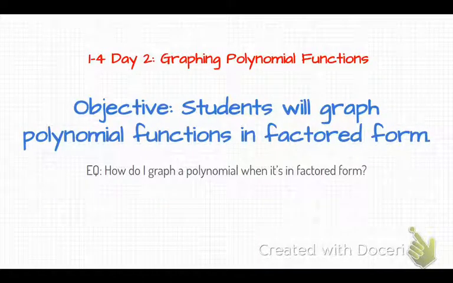So yesterday we were graphing. We had no multiplicity, just a regular. We found our intercepts. Today, if you look at the first question, we have some multiplicity.